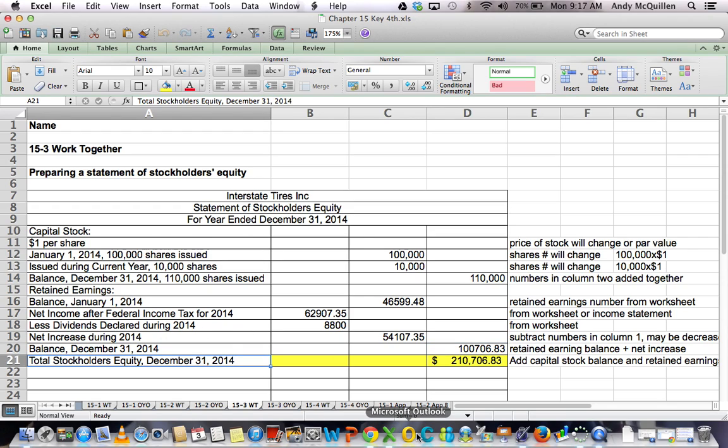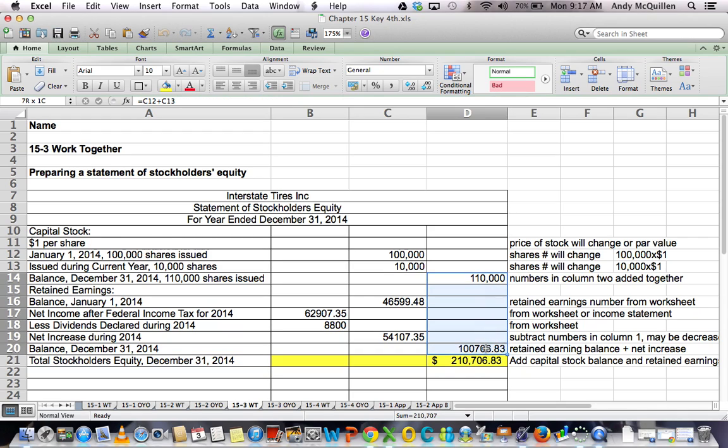And then the last thing, and you do highlight this, total stockholders' equity on December 31st, 2014. We add up the two numbers in column 3. You should get $210,706.83. The only thing that can potentially change is if you have a net loss, and then you would have a net decrease during 2014. But we do not have that happen very often. That is 15.3 work together.